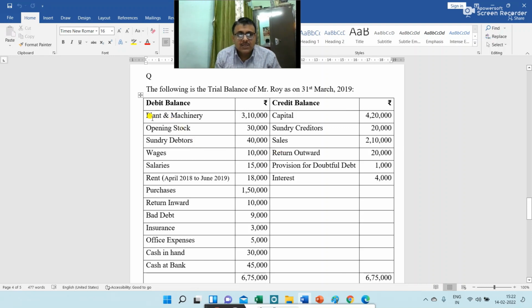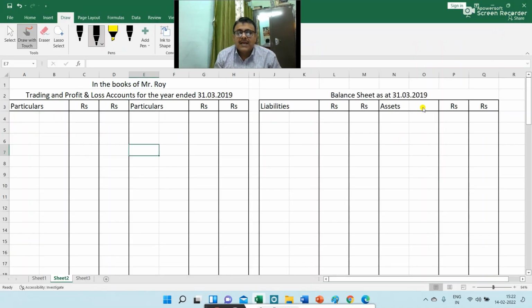Now let us start. So the balance of plant and machinery, 3,10,000, we are going to put on the asset side. Plant and machinery balance is 3,10,000. I am writing in the inner column. Next is opening stock. Opening stock is a part of your trading account. So I am writing to opening stock, rupees 30,000.